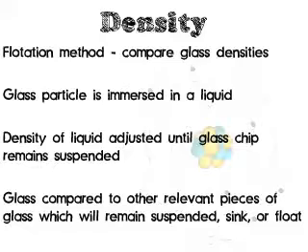In the flotation method, a glass particle is immersed in a liquid. The density of the liquid is adjusted by the addition of small amounts of an appropriate liquid until the glass chip remains suspended in the liquid medium. At this point, the glass will have the same density as the liquid medium and can be compared to other relevant pieces of glass which will remain suspended, sink, or float.